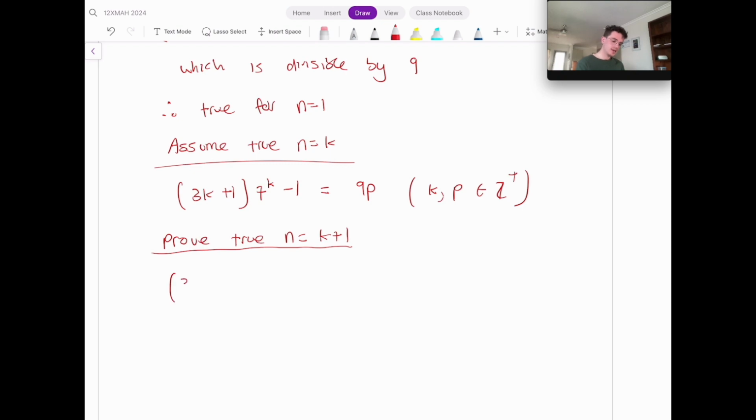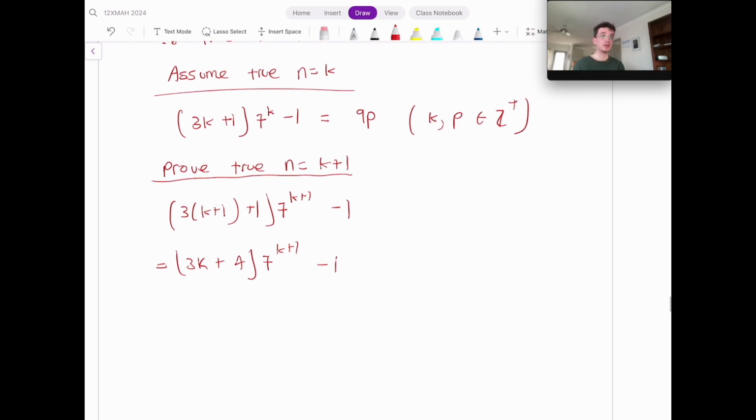Let's have a look at what it's going to be. We've got 3k plus 1 times 7 to the k plus 1 minus 1. If we simplify that, we're going to have 3k plus 4 times 7 to the k plus 1 minus 1. Now, I'm not going to do the incorrect strategy any further than this. If you have a go at doing the strategy we learned in class, if you rearrange your inductive hypothesis for, say, 3k plus 1 times 7 to the k, or maybe you rearrange it for 1 or whatever you'd like, you're not going to get the answer and it's not going to work.